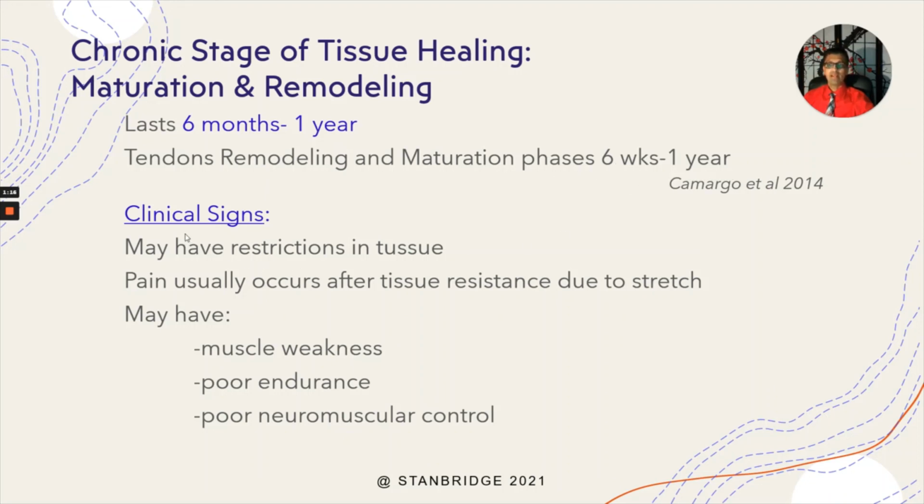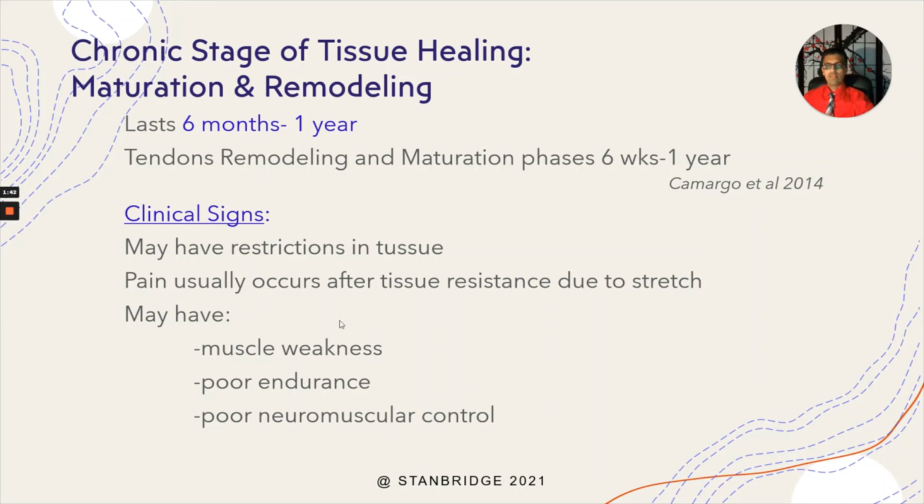Okay. Clinical signs. Now, how do you know someone is in the acute stage, subacute stage, or the chronic stage? So, in the chronic stage, they may have restrictions in tissue. Pain usually occurs after tissue resistance due to stretch. Okay, so really end range, maybe at stretch. May have muscle weakness, poor endurance, and poor neuromuscular control.